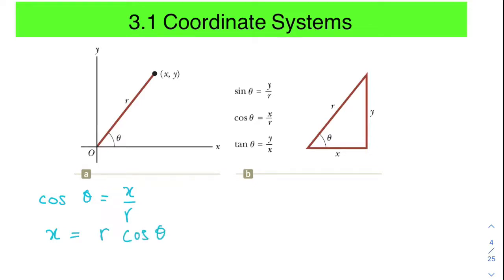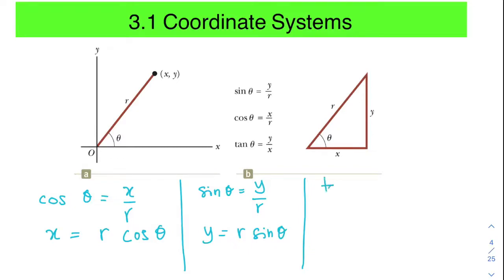Or for example, you want to have the information of y. Then you use sin theta. So sin theta is equivalent to y over r. So y only is r sin theta. Next, you may also make use of the information for tan theta. Tan theta is equivalent to y over x.